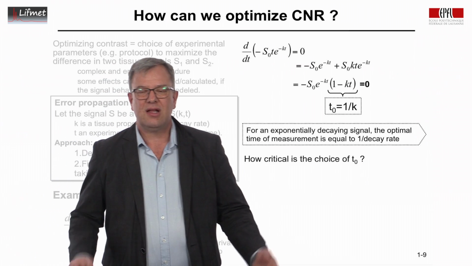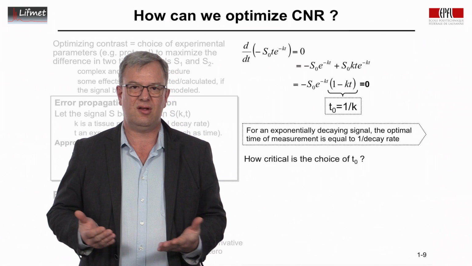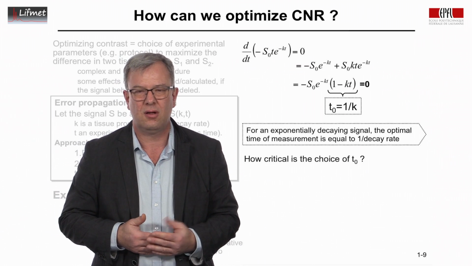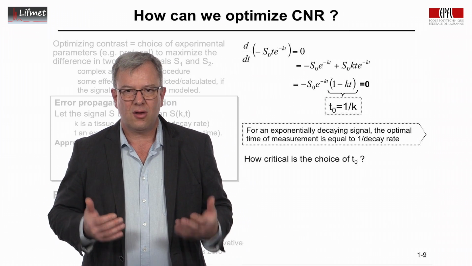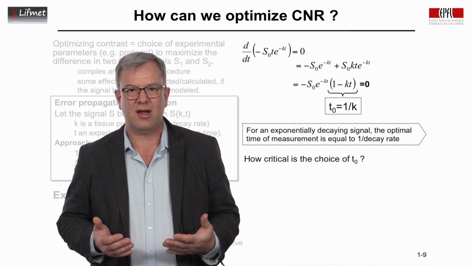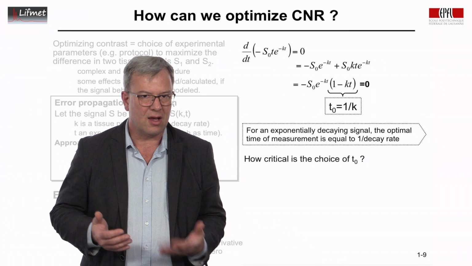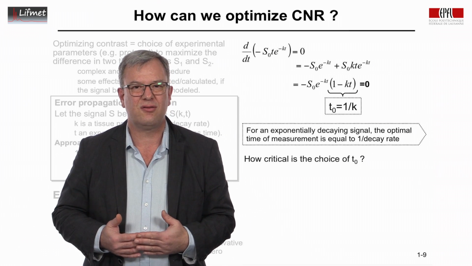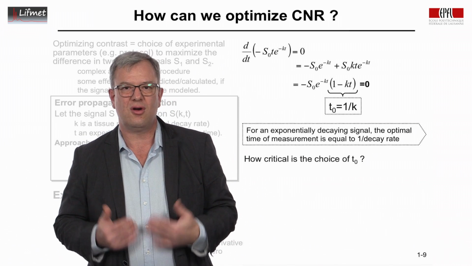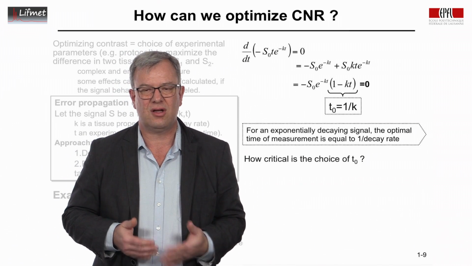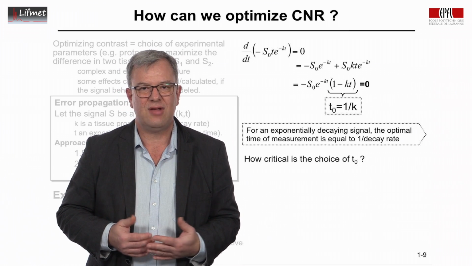Now, let's say we have two tissues with two different k's. So we are getting two different optimal t0s, two different optimal measurements. So we no longer can have the best contrast to noise ratio for both tissues, and we have to find a compromise. How do we find that compromise? We can calculate it, but we can also ask ourselves, are we willing to sacrifice a certain percentage of the optimal contrast to noise ratio, that is the optimal sensitivity, and deviate a little bit?